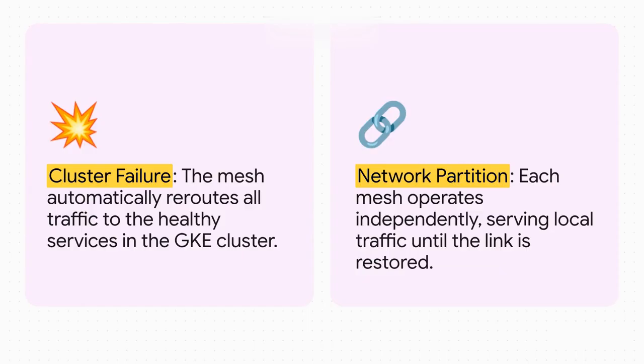Let's look at two big scenarios. First, what if our entire on-prem cluster just, poof, goes offline? The mesh control plane is smart enough to see that instantly and boom, it reroutes all traffic to the healthy services still running over in the GKE cluster. No panic. But what if it's just the network link between them that breaks? The mesh handles that beautifully too. Each cluster just keeps on chugging along, serving its local traffic, completely independent. The moment that connection comes back online, they seamlessly sync right back up like nothing ever happened.